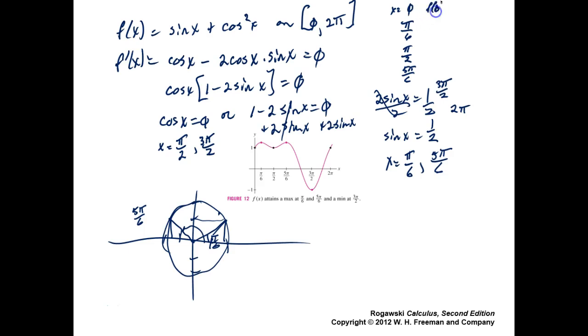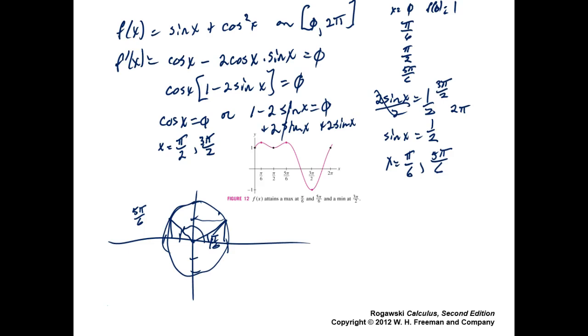Alpha of 0. What would that be? Cosine squared 0 is 1, so 1 plus 1. Okay, what's sine of 0? Sine of 0 is 0. I'm sorry, so 0 plus 1, that's 1. That's the value there.